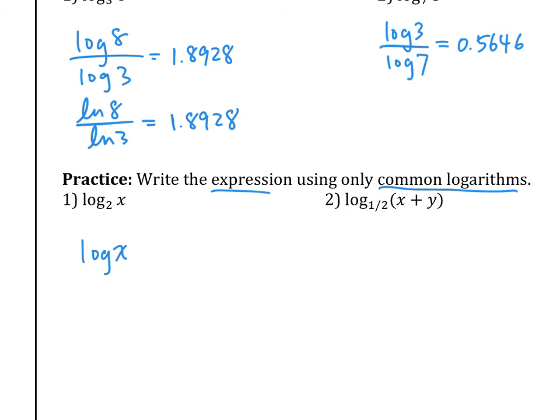So I'm going to do one as an example. This is log x over log 2. So now both of them have a common base. All right, so let's have you try number 2.